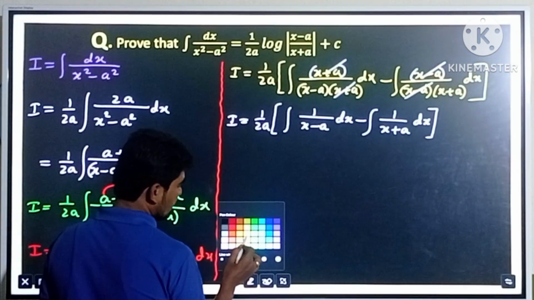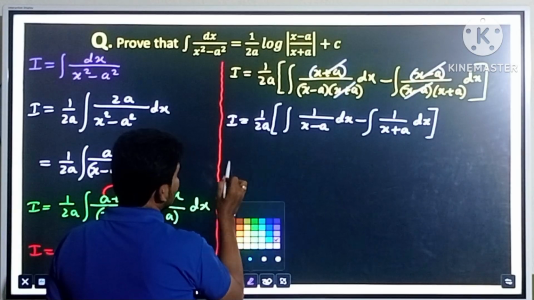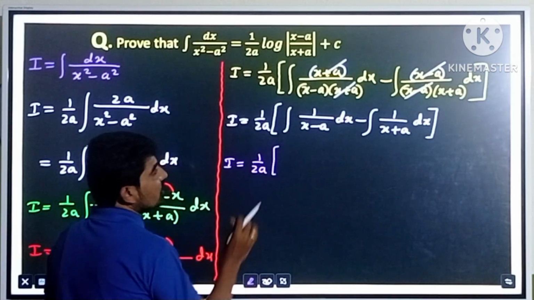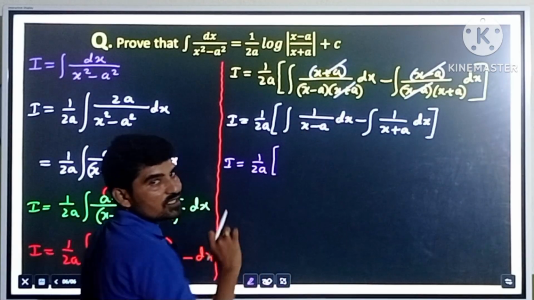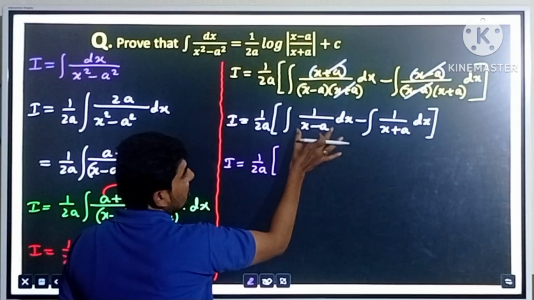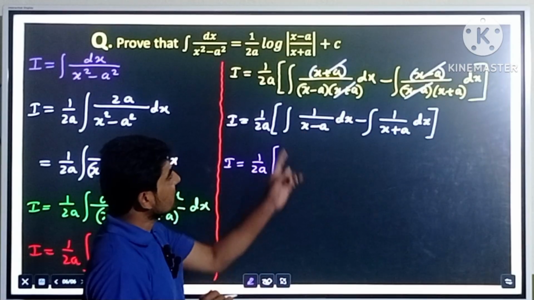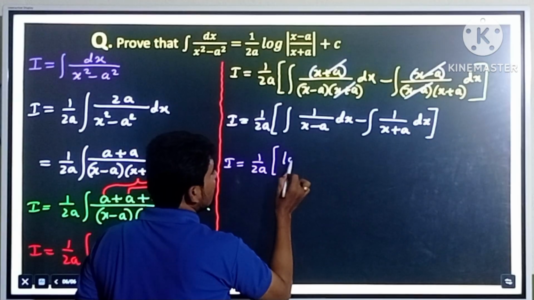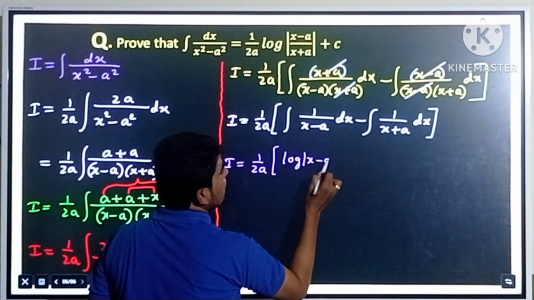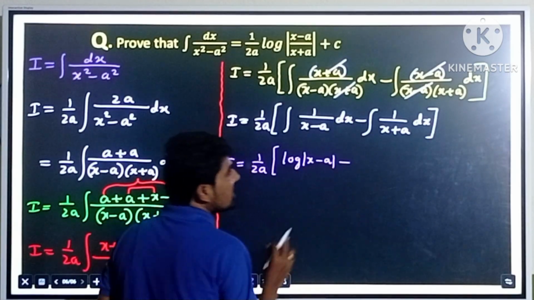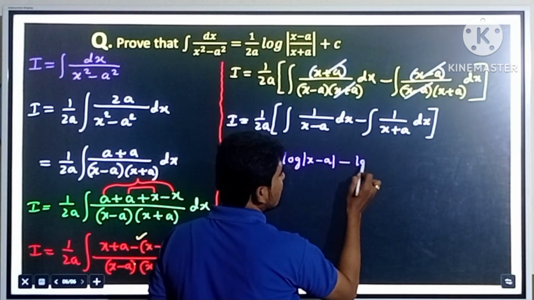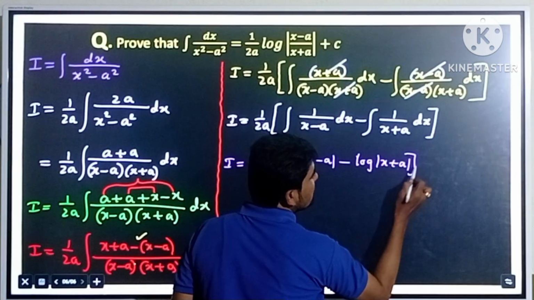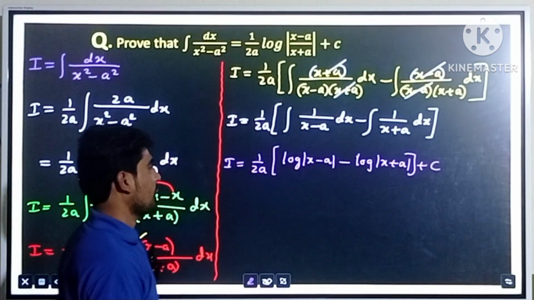Now I is equals to 1 by 2a into, we know that integration of 1 divided by x minus a dx, derivative of x minus a is 1. So it is of the form integration of f dash x divided by fx. Therefore its answer is log of x minus a. Then minus integration of dx by x plus a is also log of x plus a plus integral constant c.